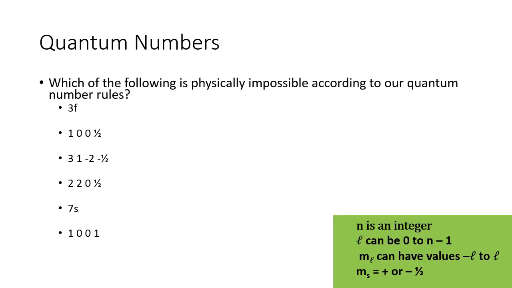So let's try to apply these rules. Which of the following is physically impossible according to our quantum number rules? So on the bottom right-hand side, we have a summary of what we can do, and we have a bunch of different orbitals. So I want you to pause here, see if you can figure out which ones are allowed and which ones are not.